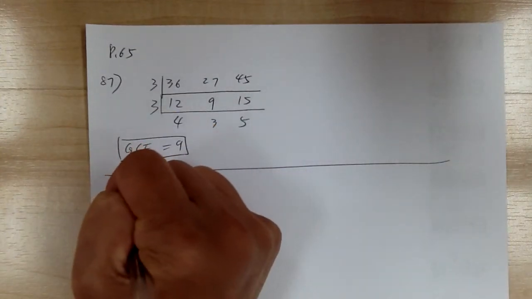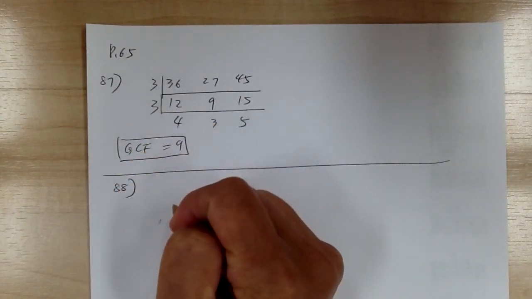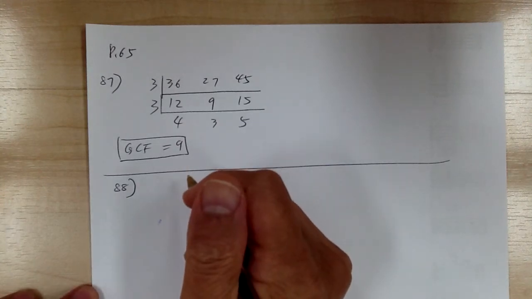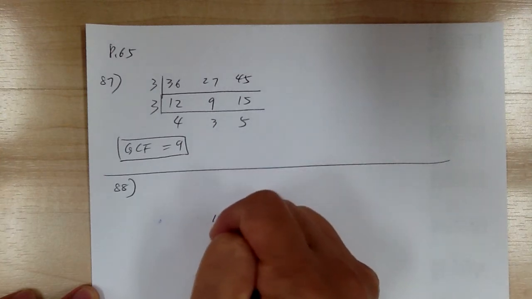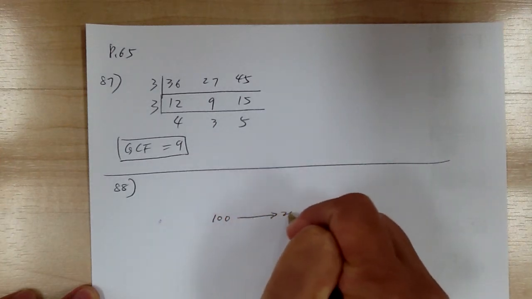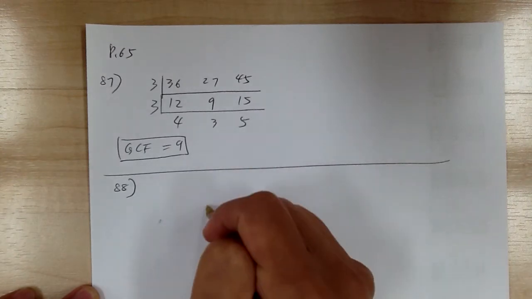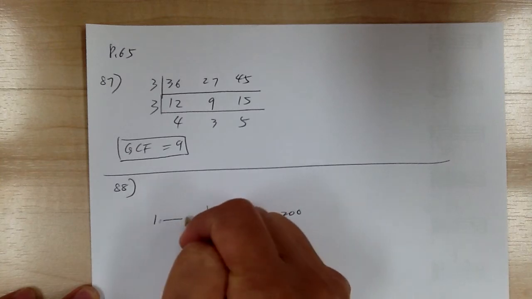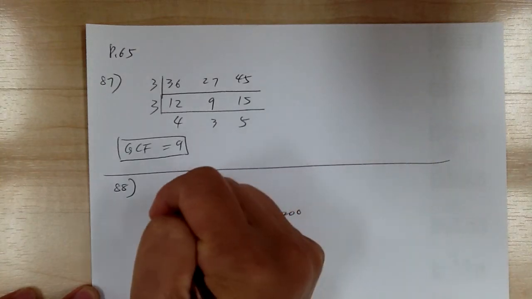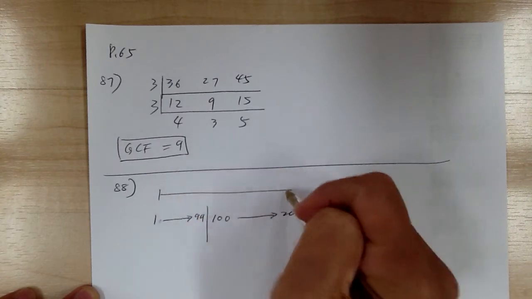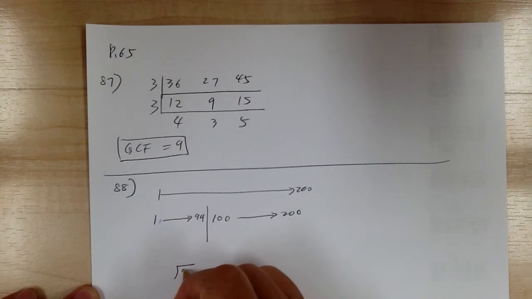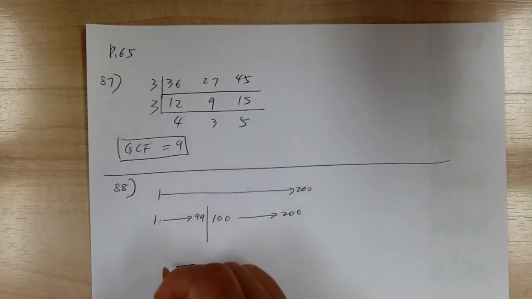Okay, let's go to 88. So it says, how many multiples of 7 are there between 100 and 200? So you're going from 100 to 200. So how many 7s are there? So what you need to do is figure out from 1 through 99, okay? And figure out from 1 through 200. So 99 divided by 7.